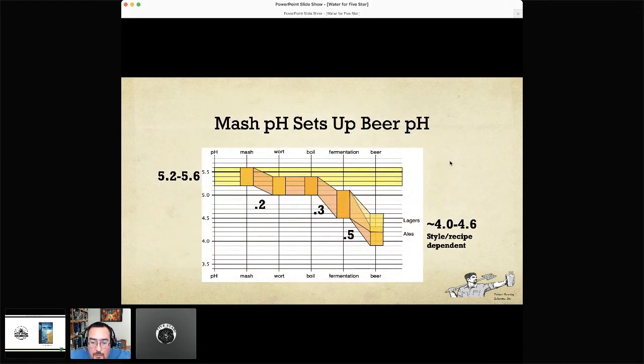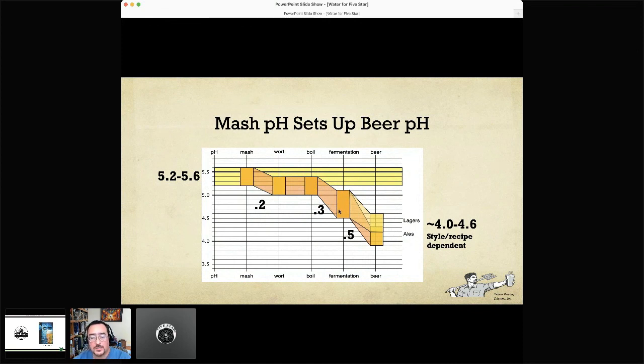All right, so here's a diagram showing how mash pH sets up the beer pH. We start out in the mash between 5.2 and 5.6, and during the mash, if there is sufficient calcium, the pH may drop by about another 0.2. So we go into the boil, typically at around a pH of 5.0. During the boil, protein coagulation is happening, evaporation is happening. pH tends to drop by about another 0.3 during the boil, up to 0.3.